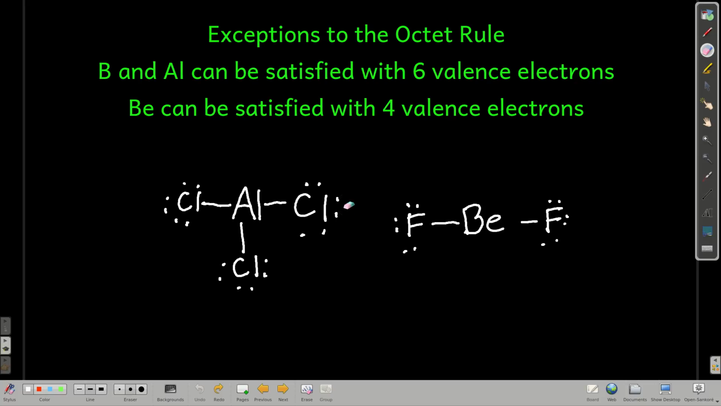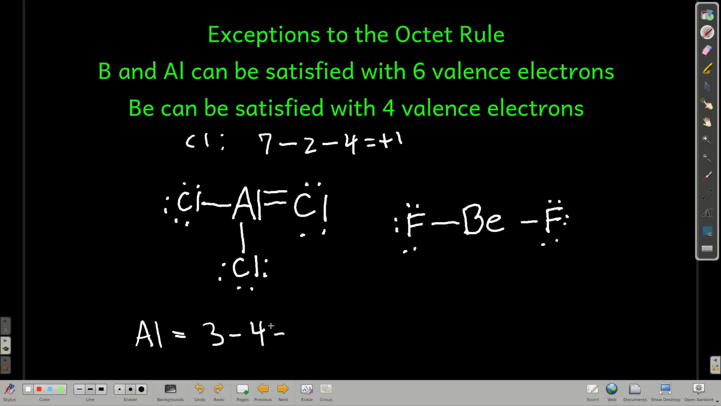But when you do, a couple things happen. The formal charge on this chlorine now is 7 valence electrons minus 2 lines minus 4 dots is +1. And aluminum is 3 valence electrons minus 4 lines, 1, 2, 3, 4, is equal to -1. That's not as good as what we originally had.